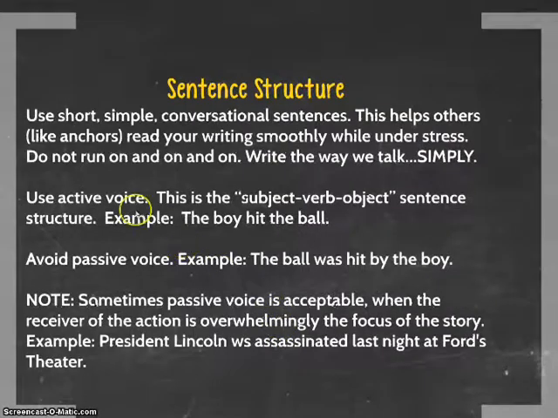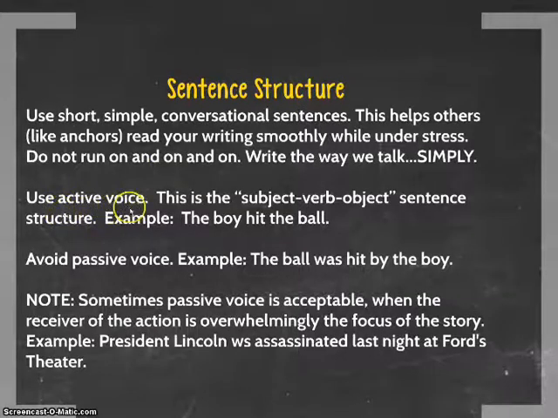So now let's talk about sentence structure. You should always use short, simple, and conversational sentences, and this just makes it easier to read out loud. You don't want them to have to figure out how to include a breath where they need to. It should just be very simple, not run on, and really that's the way we talk as well.